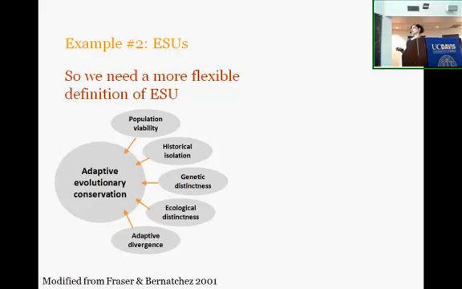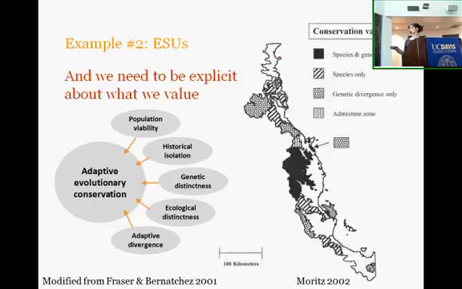We want to be able to take lots of different traits that we might value into account when we define evolutionarily significant units. And the last point I wanted to make about ESUs is that even if we're explicit about what we're taking into account, we still need to make value judgments. We can't just plug our ESU criteria into our supercomputer and say, tell me which populations to save, because we still need to make choices.